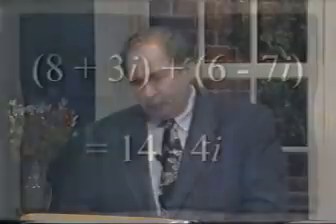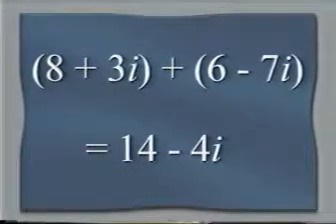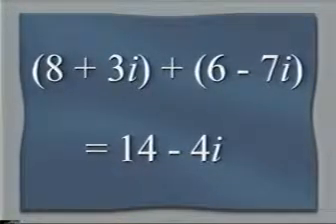Here are two examples. 8 plus 3i plus 6 minus 7i. 8 plus 6 is 14. 3i plus a negative 7i is negative 4i. So our answer is 14 minus 4i. Pretty simple, nothing very difficult. The rule of addition holds.